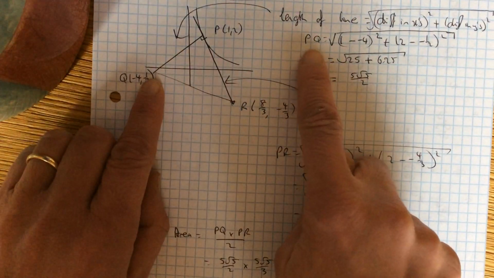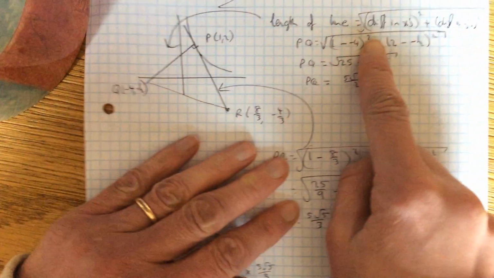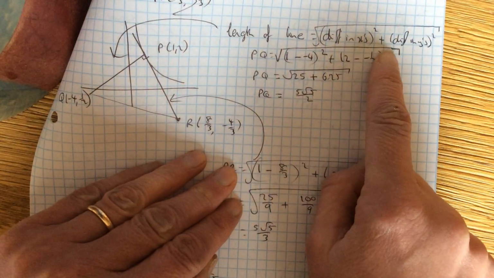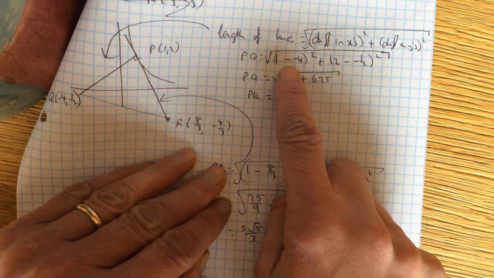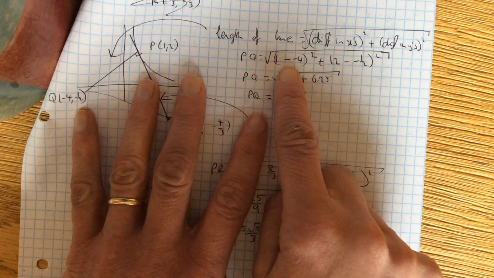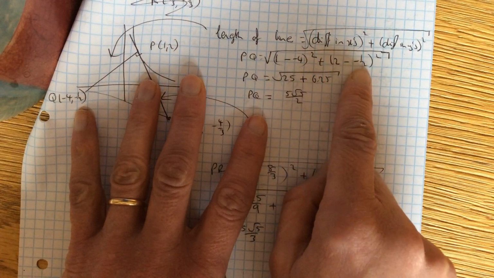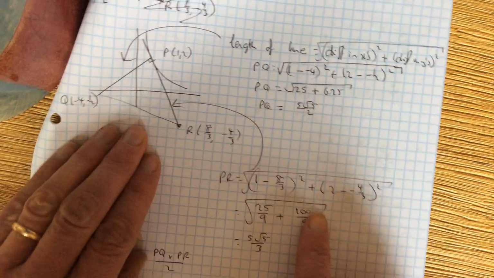So here's PQ being written out. The length of the line is a difference in X is squared plus a difference in Y is squared, all square rooted. So working with your coordinates P and Q, find the difference in the X's, square them, find the difference in the Y's and square them.